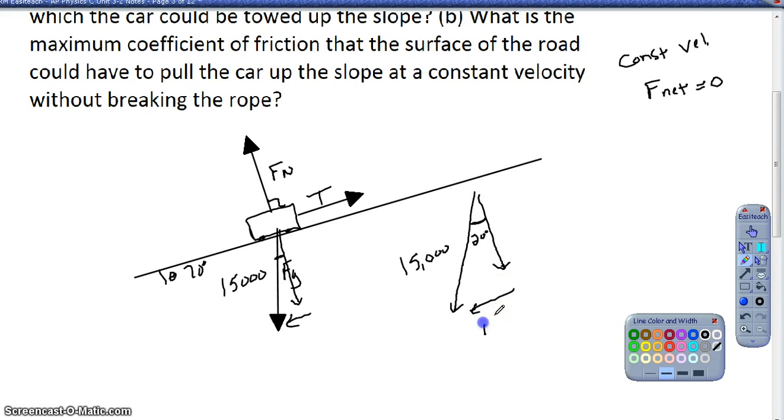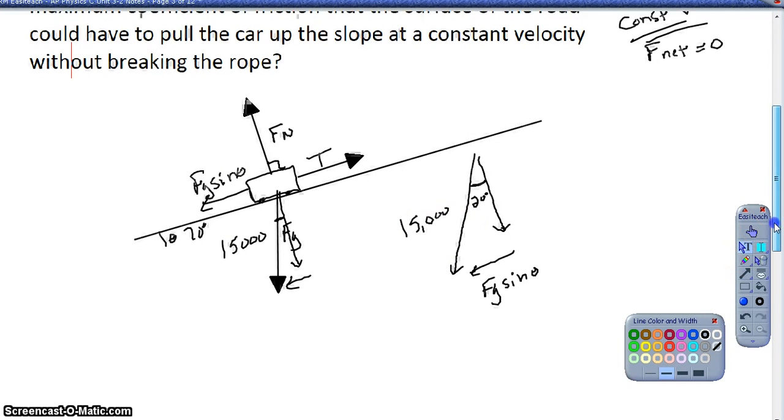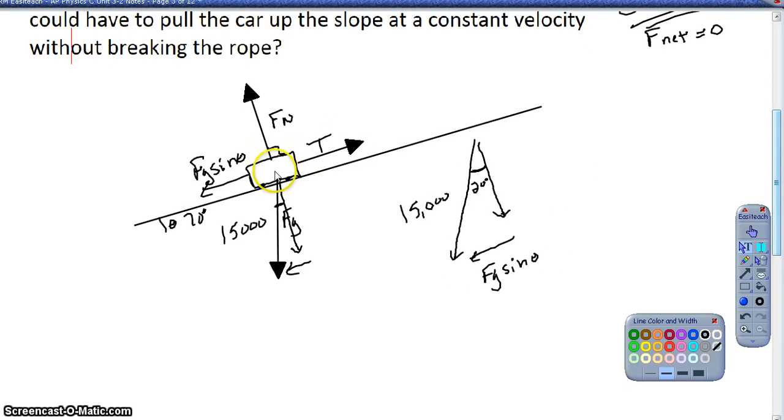But more importantly, this sine component of the force of gravity in this particular problem, because it's moving at a constant velocity, would be what's equal and opposite to tension. So if I want to figure out if this truck can pull the car up the incline at a constant velocity without snapping the tension, I just need to see what the force of gravity that the tension needs to match is.